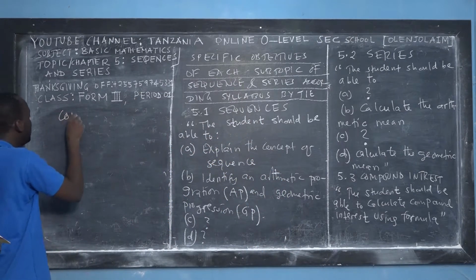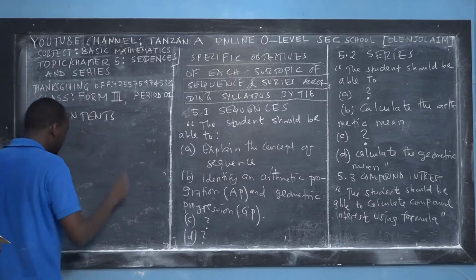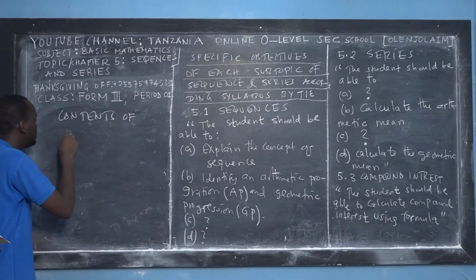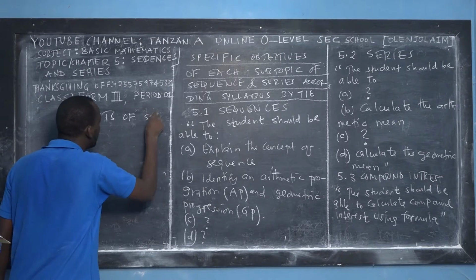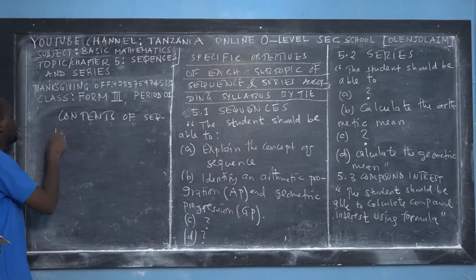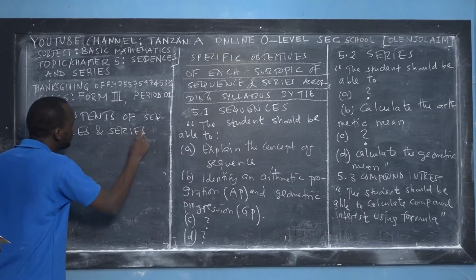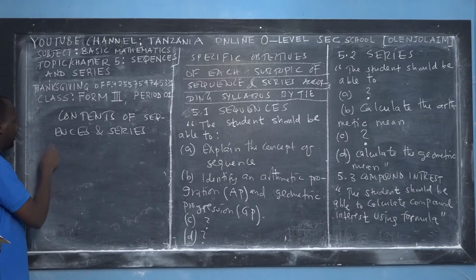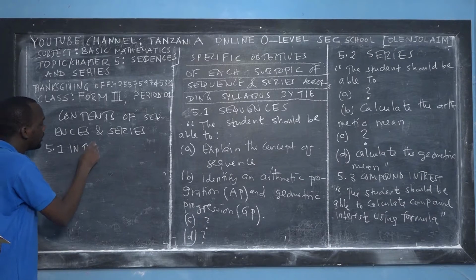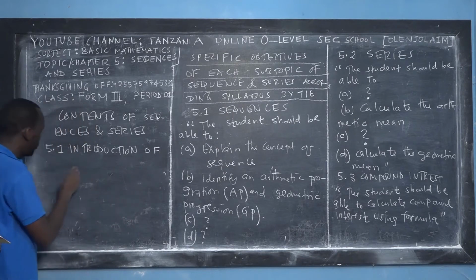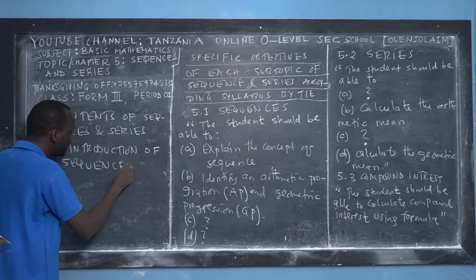Now I'm taking you to the contents of sequences and series, according to me, who is teaching you. Because this is chapter 5, I will be using 5. The first content is the introduction of sequences and series. What are the meanings of the word sequence? What are the meanings of the word series? Where do they come from in mathematics?